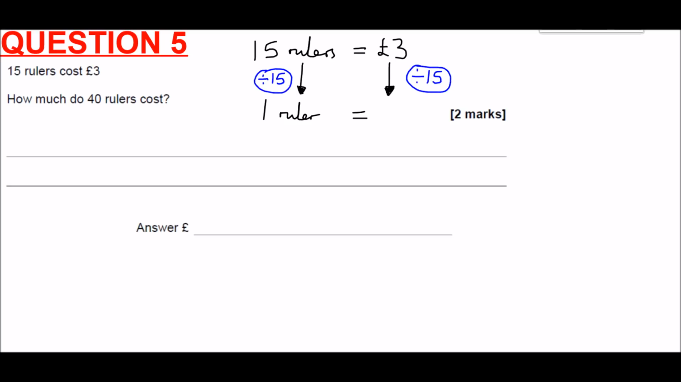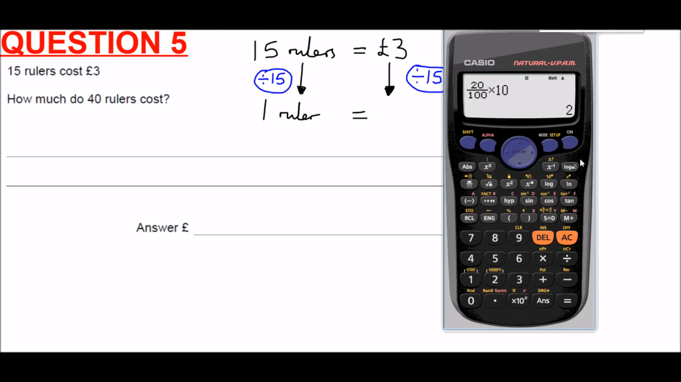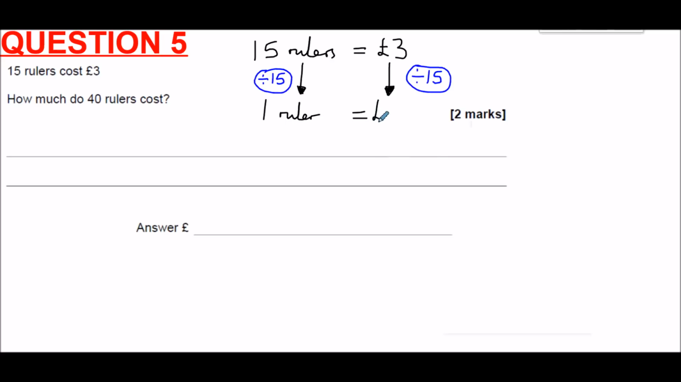And so 3 divided by 15, let's see what that would tell us. 3 divided by 15 is 0.2. That actually means not 2 pence, but 20 pence, because after the 2, you can consider there to be an invisible 0. But obviously we don't want just one ruler. We're asked here for how much 40 rulers cost.